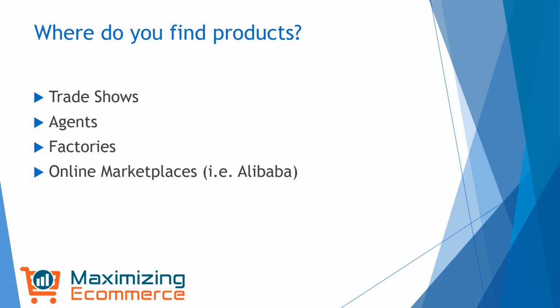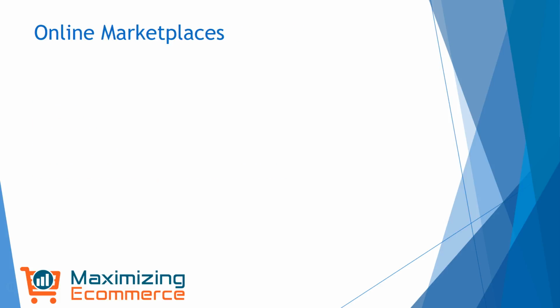All right, and then also there are some online marketplaces like Alibaba. So the marketplaces are a way that you can find these factories and agents, and we'll go over that here in just a second. So what are some of these major online marketplaces where you would go to find the sourcing agents and the factories? Well, one of which is going to be Alibaba. Alibaba is definitely probably the most known.